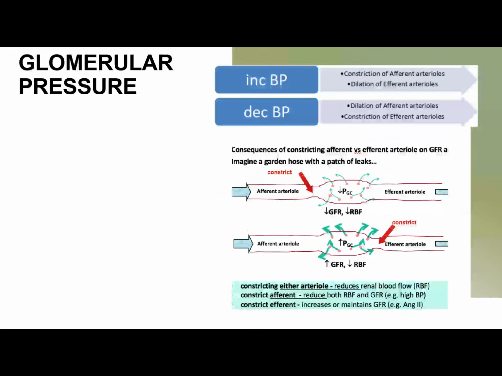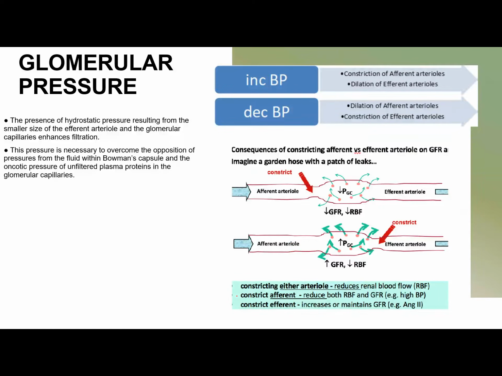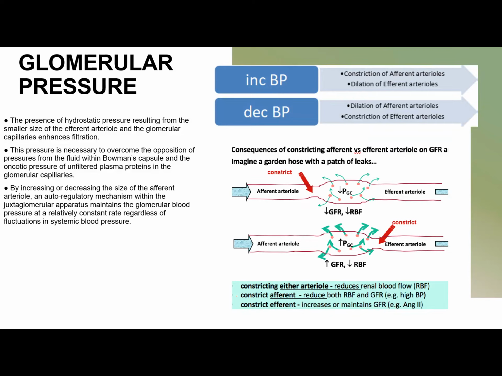Now let's talk about glomerular pressure naman, class. So the presence of hydrostatic pressure, di ba nga yung hydrostatic pressure refers to the blood pressure, would result from the smaller size of the efferent arteriole and the glomerular capillaries would enhance filtration. This pressure is necessary, class, to overcome the opposition of pressures from fluid within the Bowman's capsule and the oncotic pressure of unfiltered plasma protein in the glomerular capillaries.